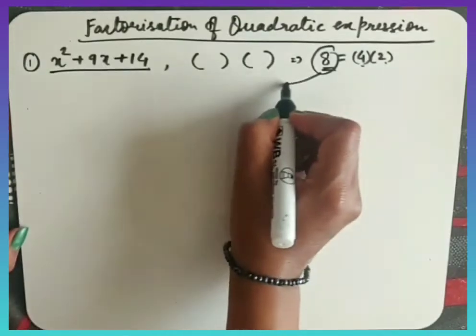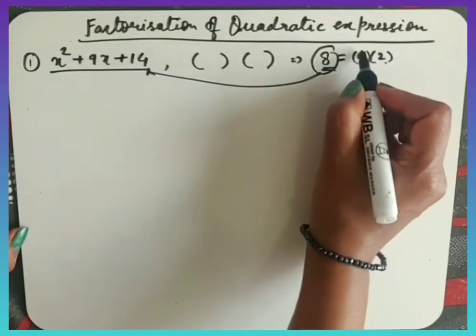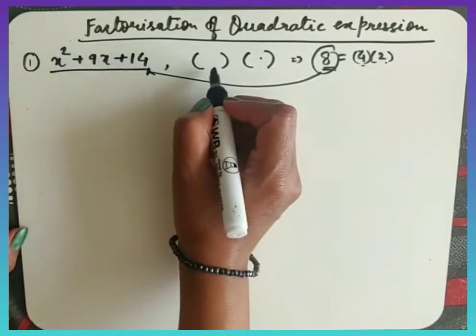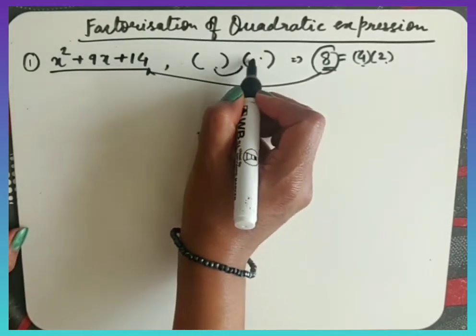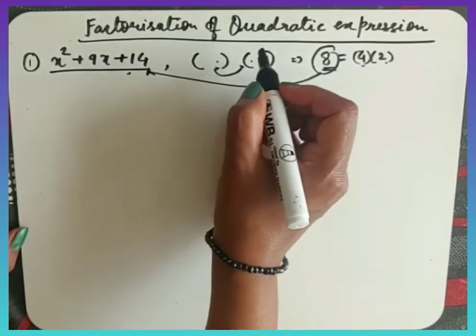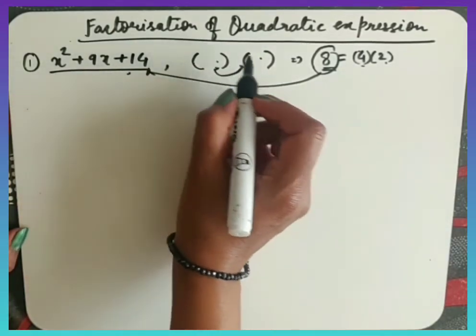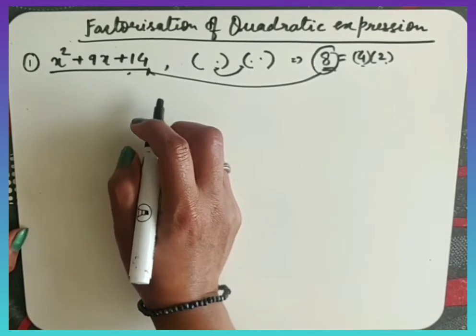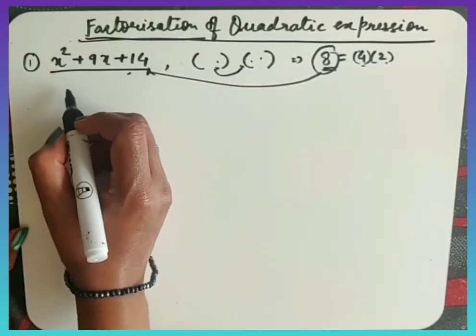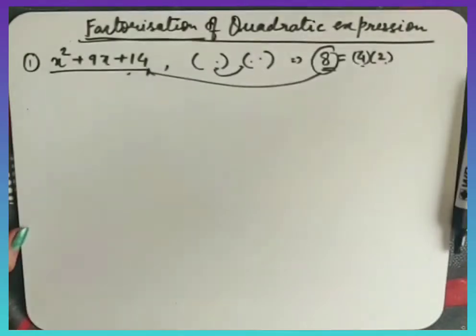So this is a quadratic expression and we need to find two factors of this expression, and when you multiply these two factors you will get the same expression. That is called factors, and we are going to find the two factors. In this way we will use the factorization method. So how to factorize? Let's understand how to factorize this.